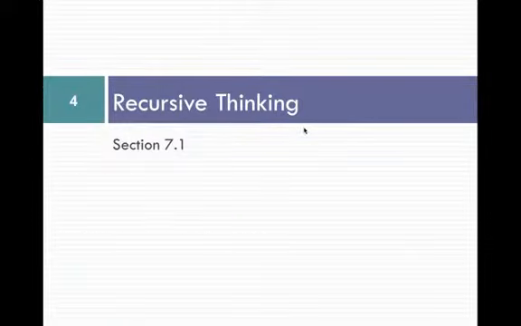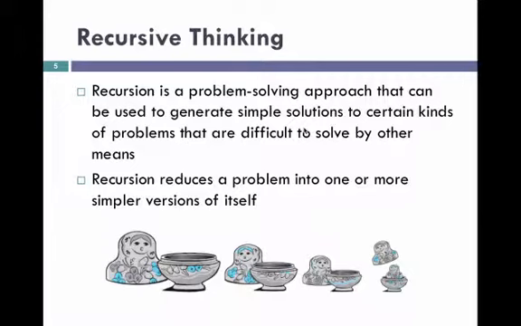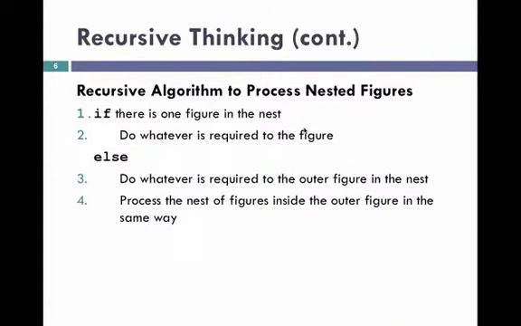Let's talk about how to think recursively. Now, recursion is a problem-solving approach that can be used to generate simple solutions to certain kinds of problems that are difficult to solve by other means. Recursion reduces a problem into one or more simpler versions of itself. Here's a recursive algorithm to process nested figures. If there's one figure in the nest, then do whatever's required to the figure. Else do what's required to the outer figure and then process the nest of figures inside the outer figure in the same way.